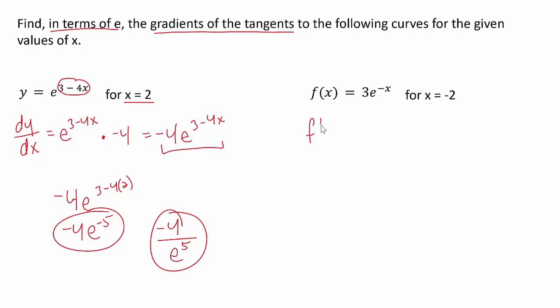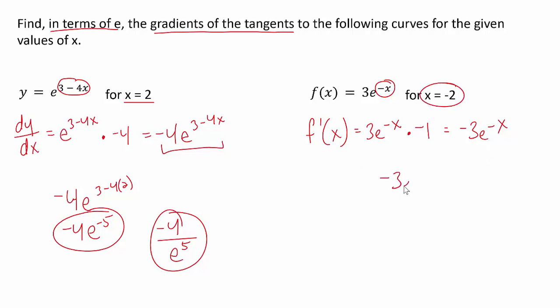Okay, so first, I need a derivative. So everything stays the same, times the derivative of the power, which is just negative 1. So I can simplify that to negative 3e to the negative x. Pretty easy, right? Now I just want to plug in my x is negative 2.